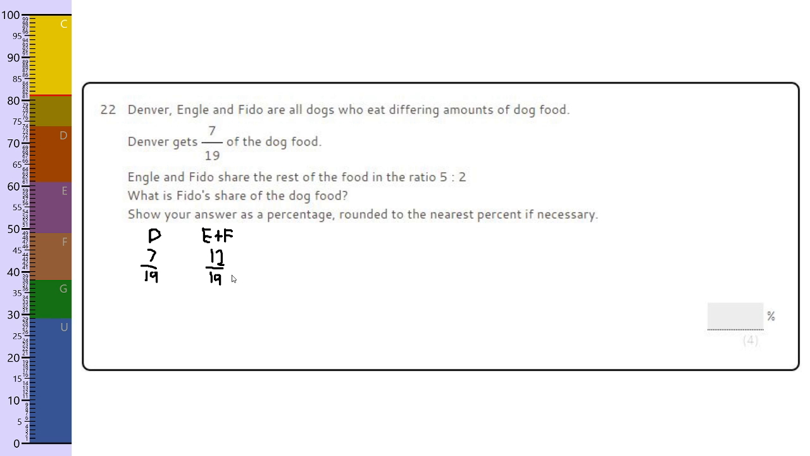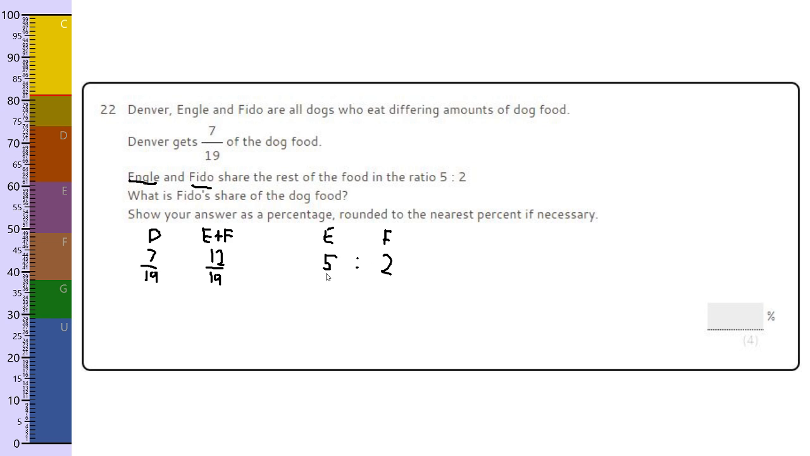Okay, that's not the easiest thing in the world to get your head around. So they're both together getting 12/19, but they're sharing it in the ratio E and F, with Engel getting 5 parts and Fido getting 2 parts. So in total there's 12/19, and they're sharing it in that ratio.